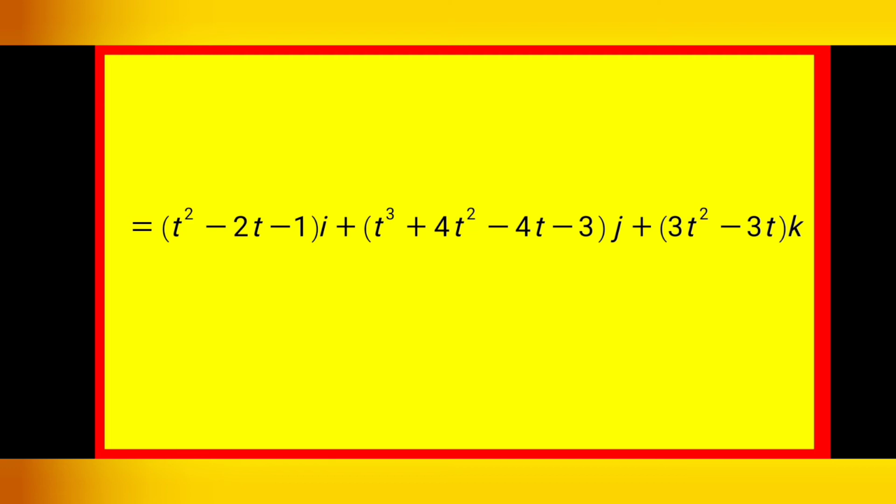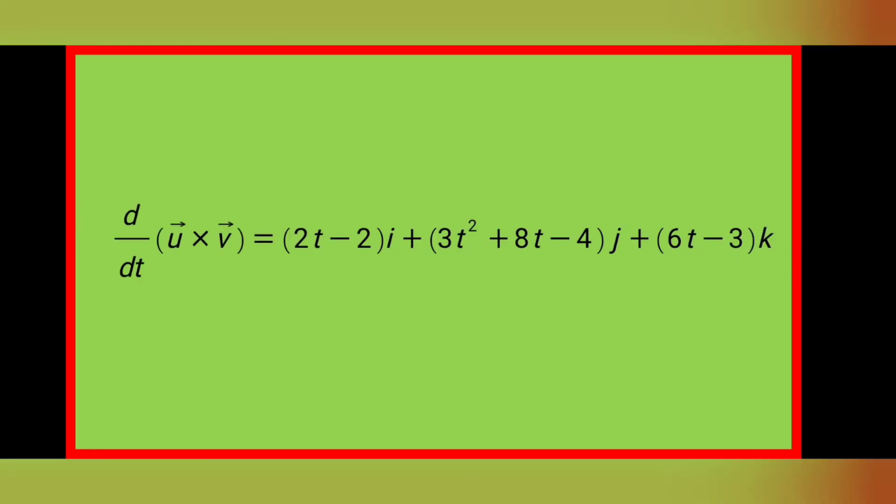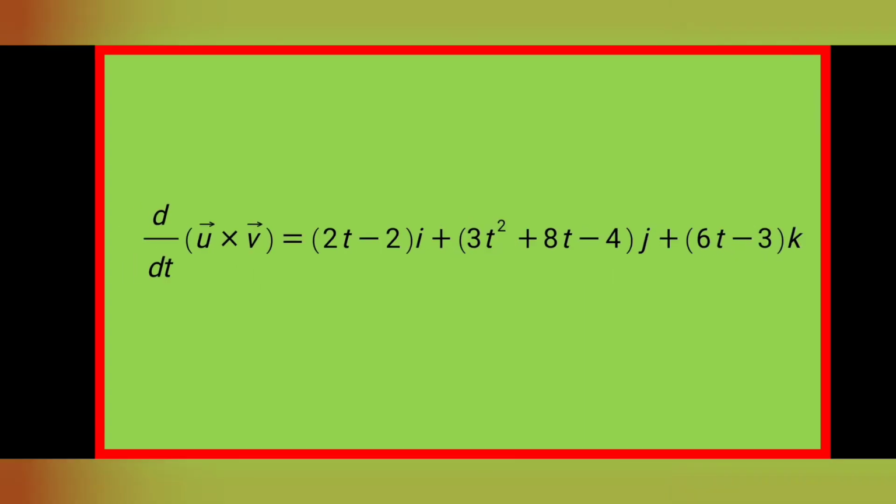Now, to find the derivative of u cross v, we take the derivative of this value. If we take the derivative, we will have d/dt of u cross v is equal to 2t minus 2 times i plus 3t squared plus 8t minus 4 j plus 6t minus 3 k. That is the derivative of u cross v.